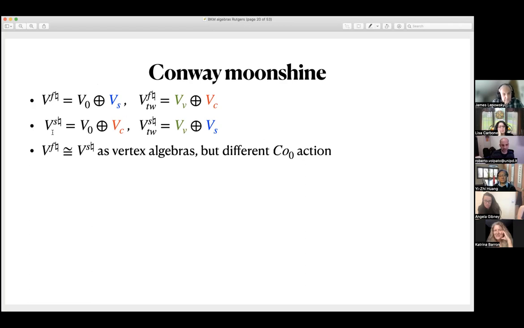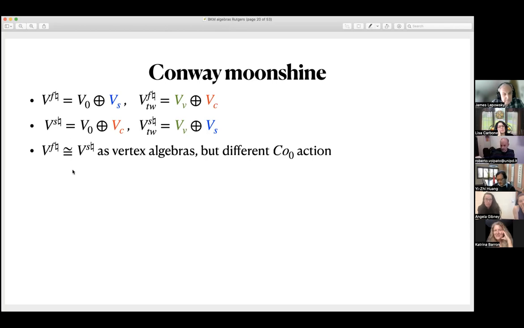So this is still a vertex superalgebra, and actually it's isomorphic to the previous one as a vertex algebra, so it doesn't look like anything interesting. But if you think of each of these components as a Conway module, then VS, this blue guy and this red guy, are different Conway modules. So this means that as Conway modules, VS natural and VF natural are different.